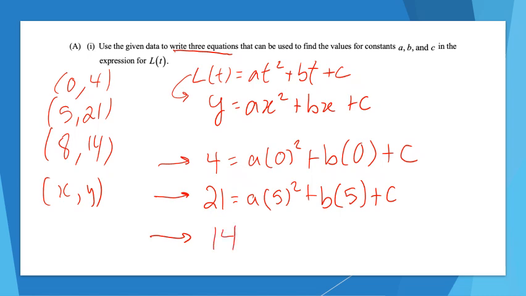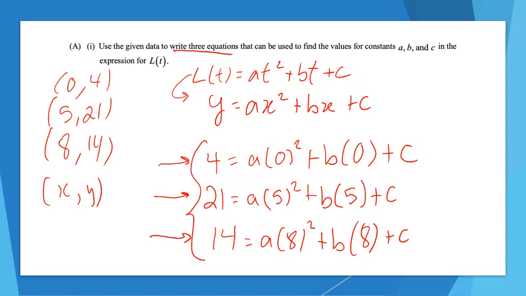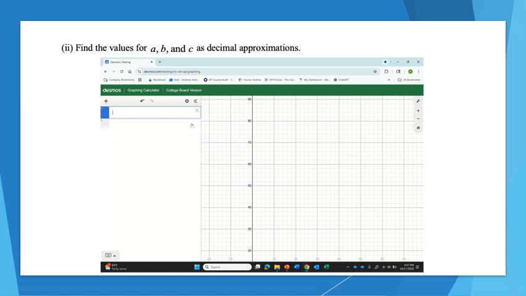So 14 is our y, equals a times 8 squared, plus b times 8, plus c. And this is our answer. So that would get you full credit on an AP exam. All right, step number 2, we want to find the exact values for A, B, and C as decimal approximations. So this one does require the use of Desmos, which I am about to walk through now.